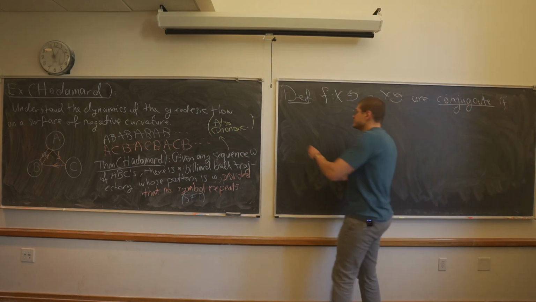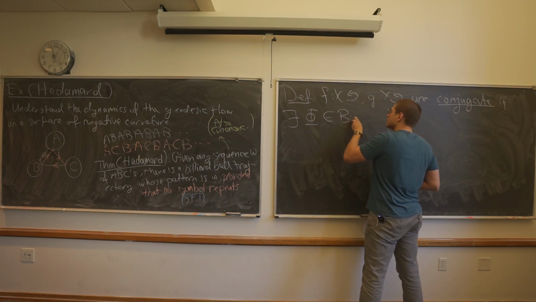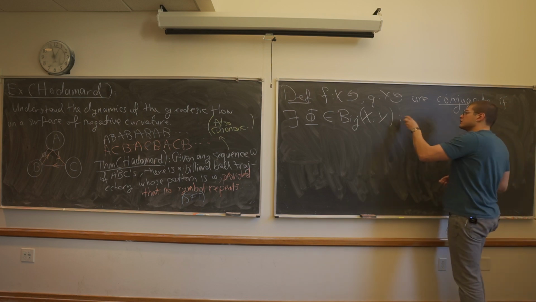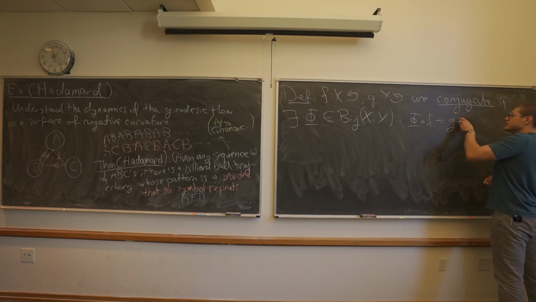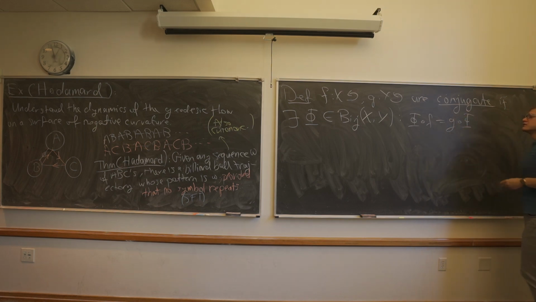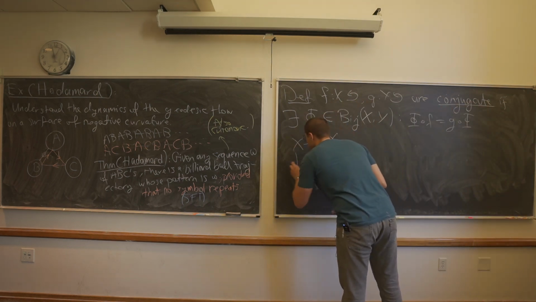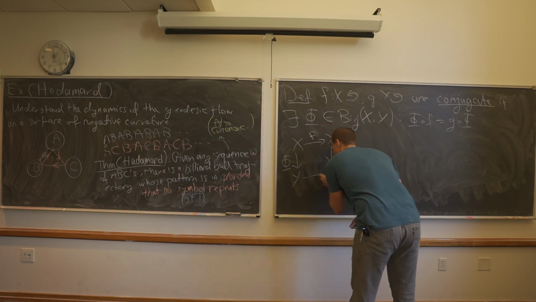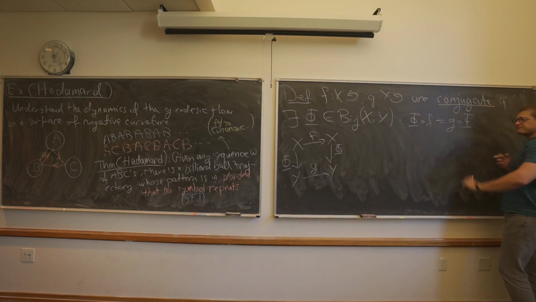If there's a bijection such that phi composed with f is the same thing as g composed with phi. If you want to draw a diagram, this is the diagram that you would draw. This is the same thing as writing this.